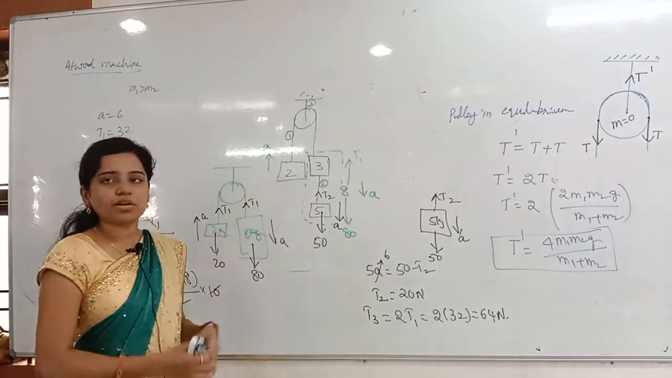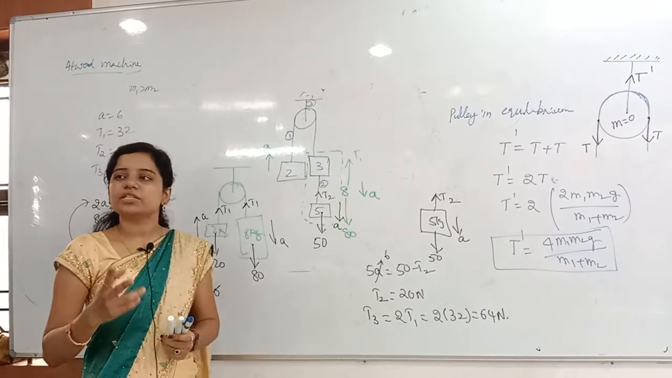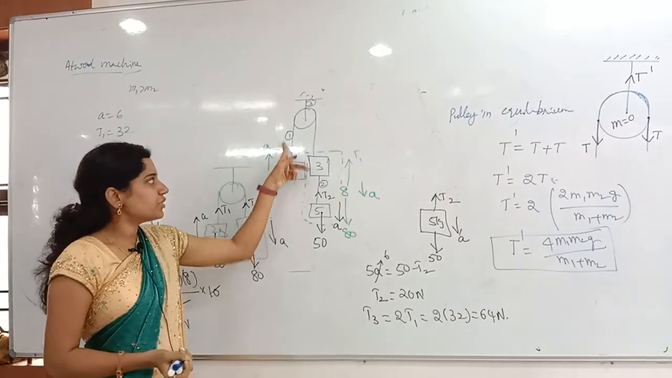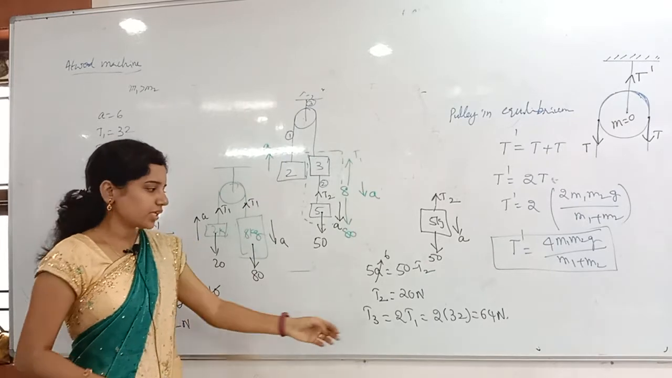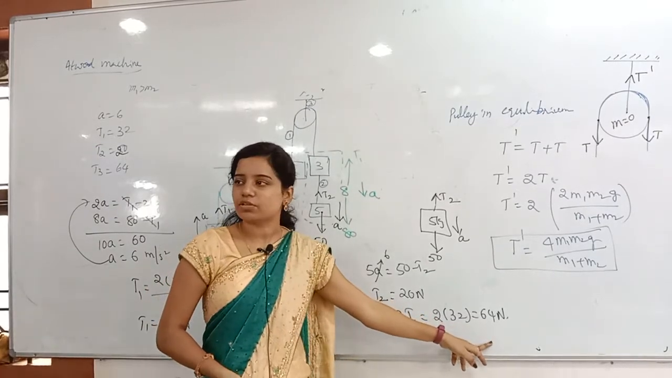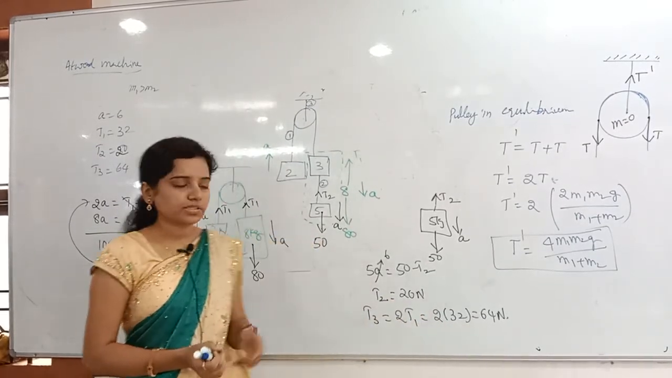Then T3 is nothing but what? 2 times the tension in the main string. Tension in the string which is passing over the pulley. So that is how much here? 64 newtons we got. Everybody understood? Yes?